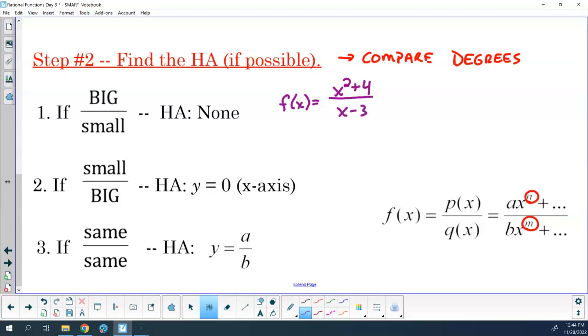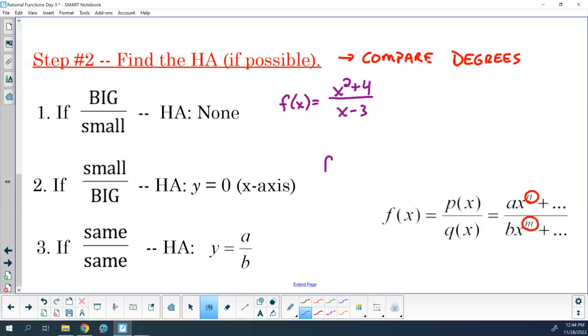minus 3. The degree of the top is 2. The degree of the bottom is 1. So it's 2 over 1. The bigger number is on top, smaller number is on the bottom. No horizontal asymptote. Okay? If that's reversed, if the smaller degree is on top, and the bigger degree is on the bottom, then we get y equals 0 as our horizontal asymptote, which is the x-axis.